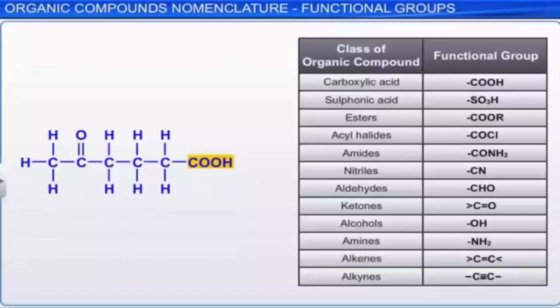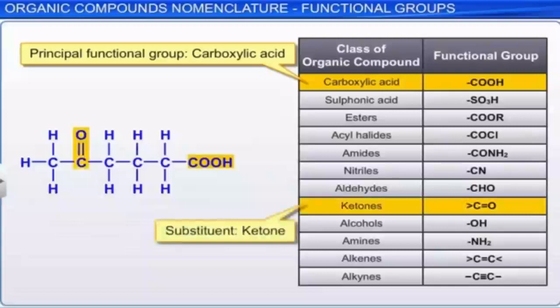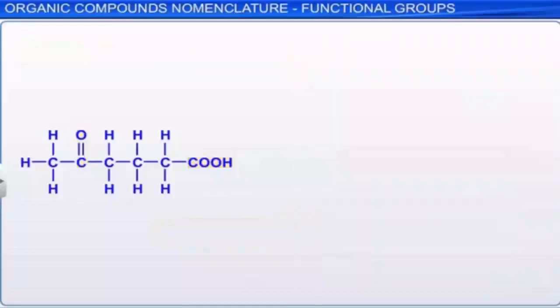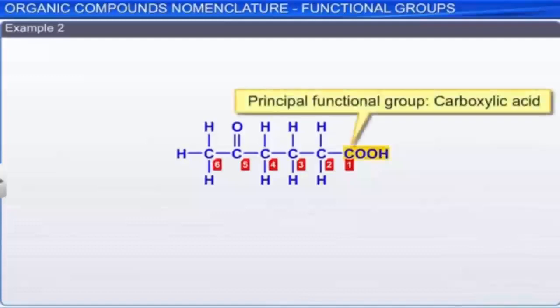In the given compound, carboxylic acid will be the principal functional group, as it has higher priority than the ketone functional group. The name of the compound is written on the basis of the principal functional group. For this, we need to start numbering the carbon chain from the end nearer to the carbon atom to which the principal functional group is attached.